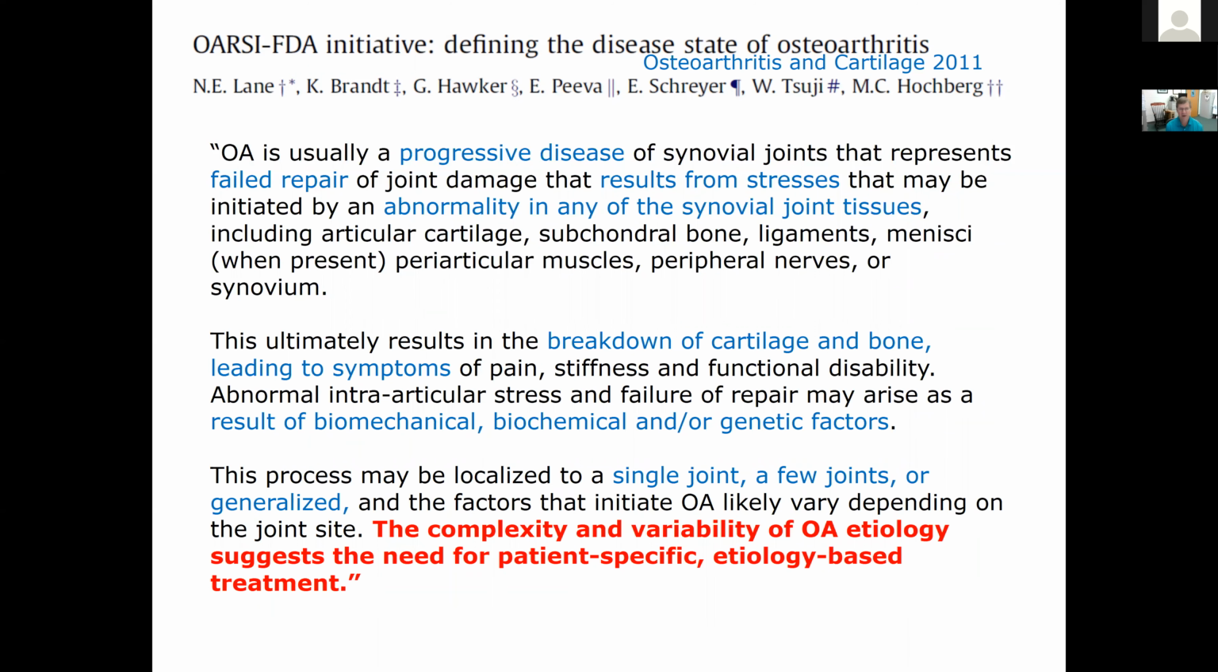And then finally, this process can be localized to a single joint, a few joints, or generalized. And then they emphasized that the complexity and variability of OA, the etiology, suggests that there's a need for patient-specific, etiology-based treatment. So again, this definition of OA really would suggest that there is more than one form of OA. It's multiple diseases rather than a single disease, and treating patients more based on etiology might be worthwhile.